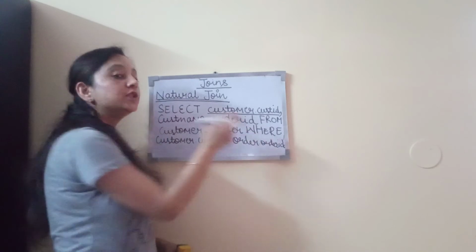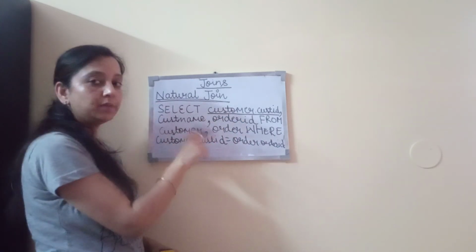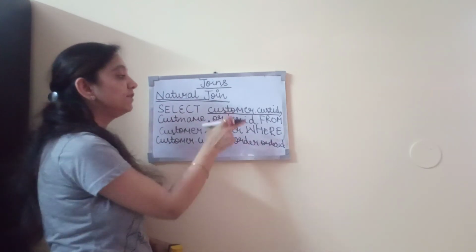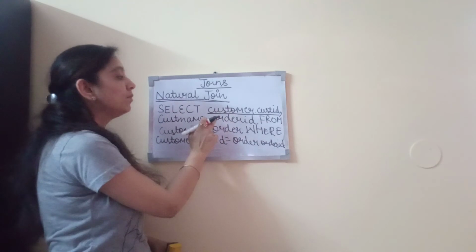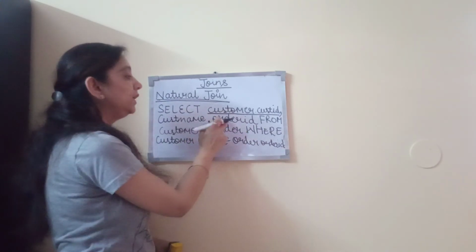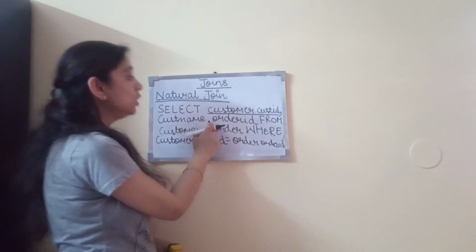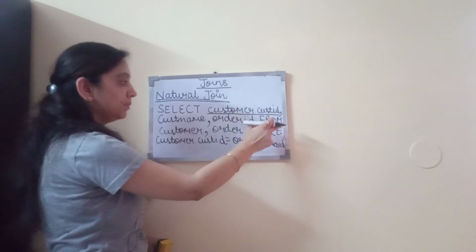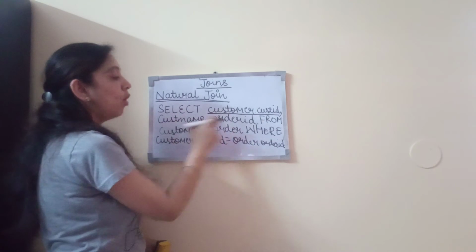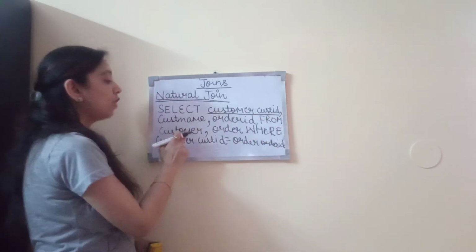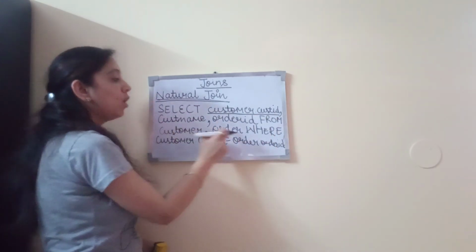Similarly, order ID is only present in the order table and nowhere else. So we do not have to specially mention from which particular table. We directly write order ID, and it will by default pick it up from the order table. So we say select customer.customer ID, customer name, order ID from customer table, comma order table.